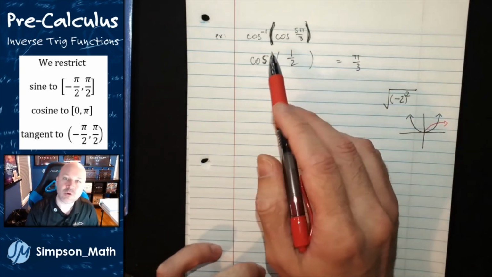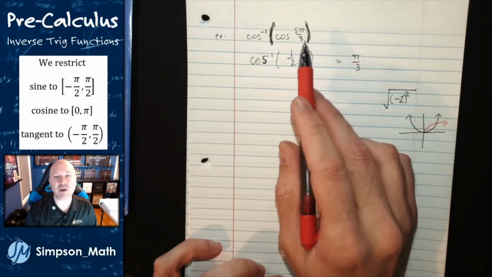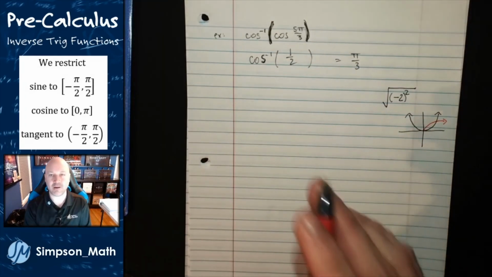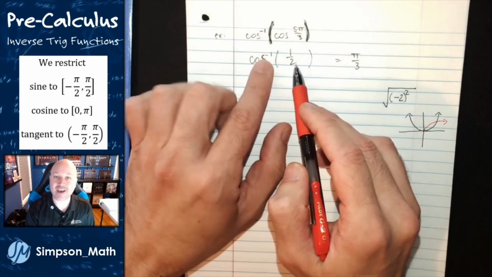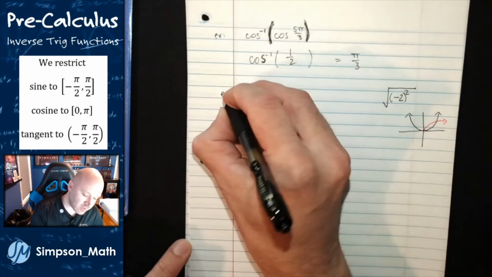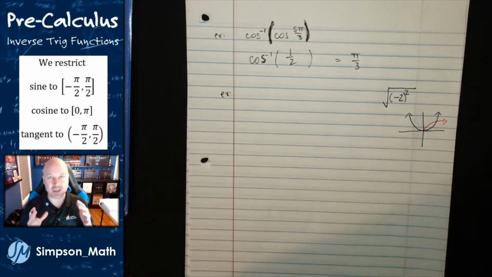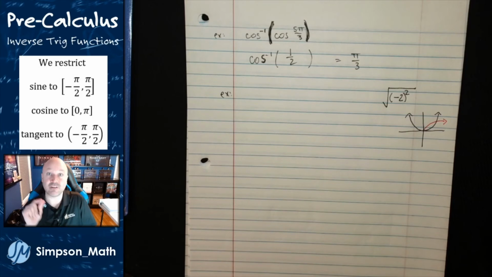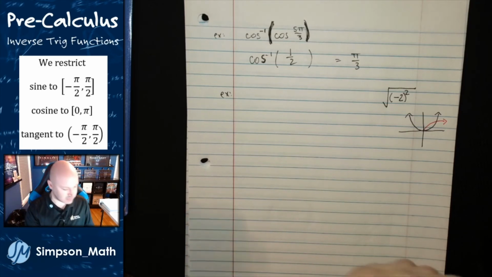That's similar to what happened over here. 5 pi thirds, I can't talk about it. But I could simplify it to 1/2, and then, okay, well, pi thirds does that. So these inverse functions, it's all about the domain, it's all about this restriction. Every time you see that inverse notation or the arc notation, think to yourself, what's the restriction? Next problem.